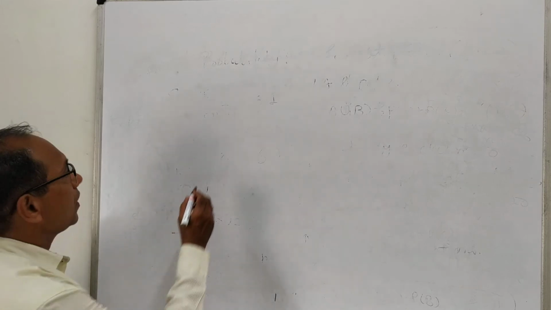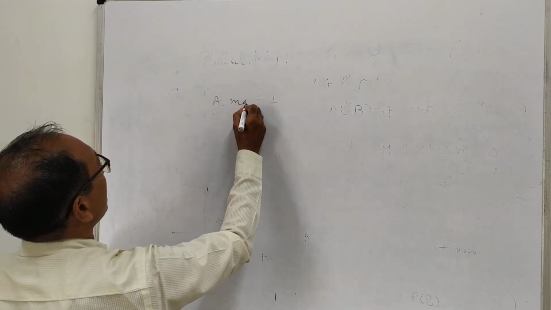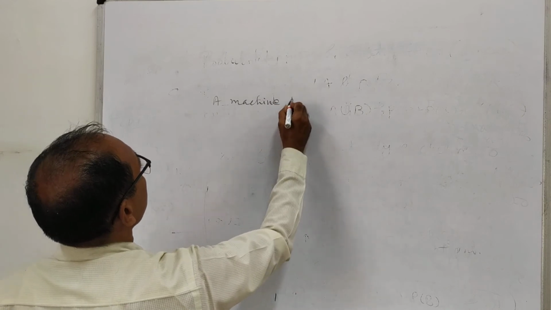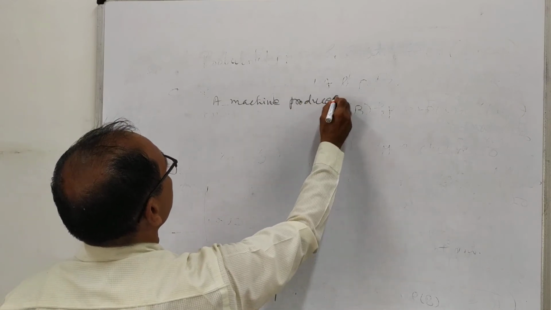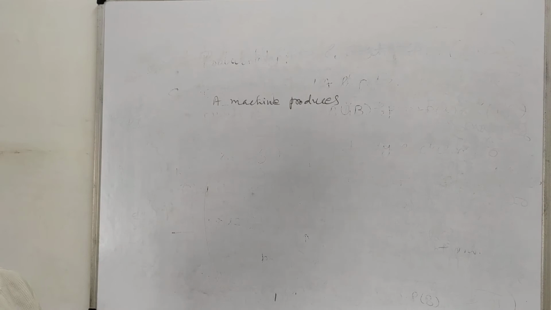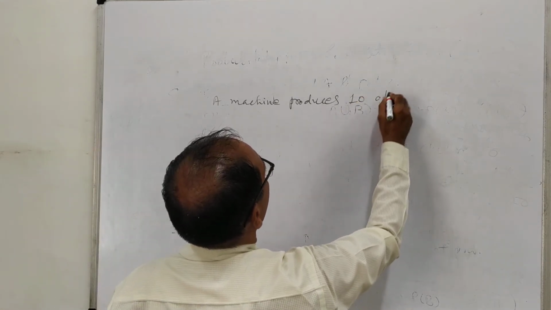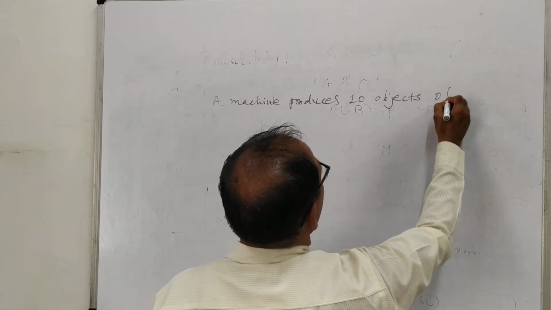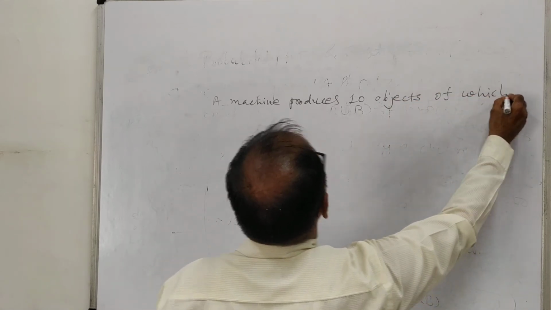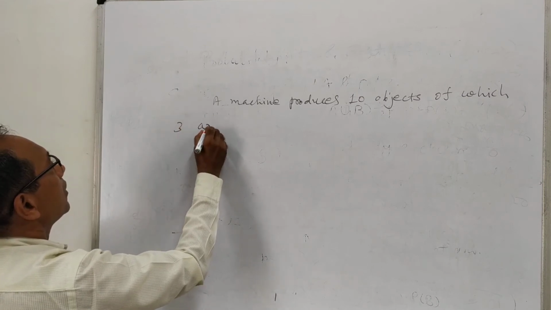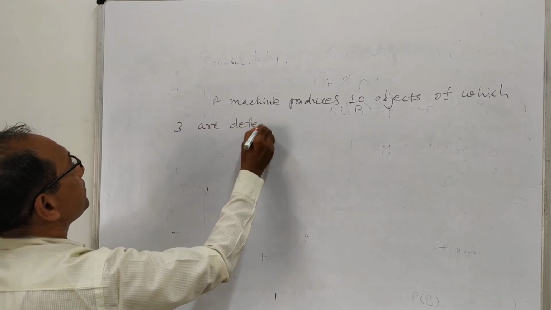Now let us consider one example. Suppose a machine produces 10 objects of which 3 are defective.